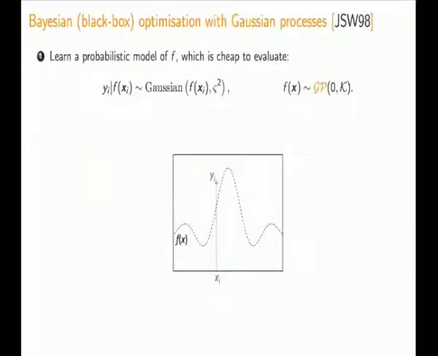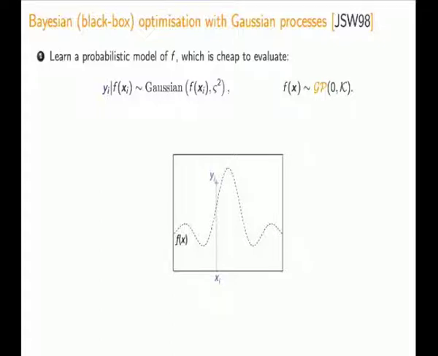Okay, so one possible approach for building those surrogate models is to look at Gaussian processes. The idea is that we're going to learn a probabilistic model of F, which is cheaper to evaluate. Those of you that know about Gaussian processes will say that Gaussian processes are pretty expensive in the end, but still they're way less expensive than training, for example, a neural network for 5 days.